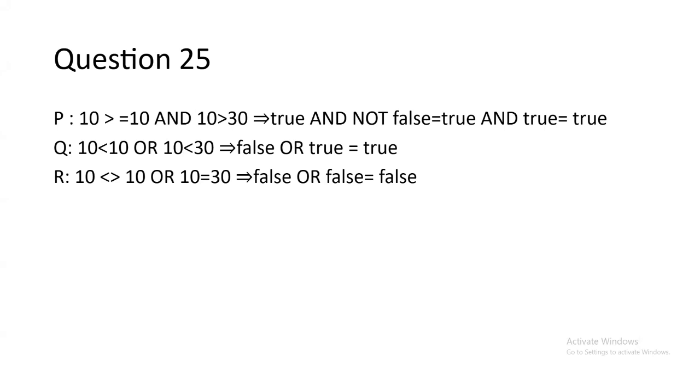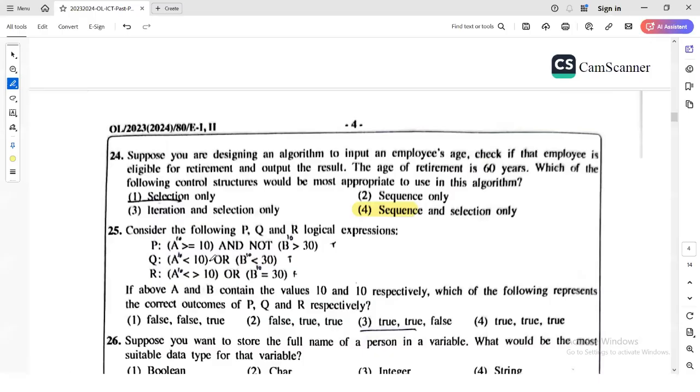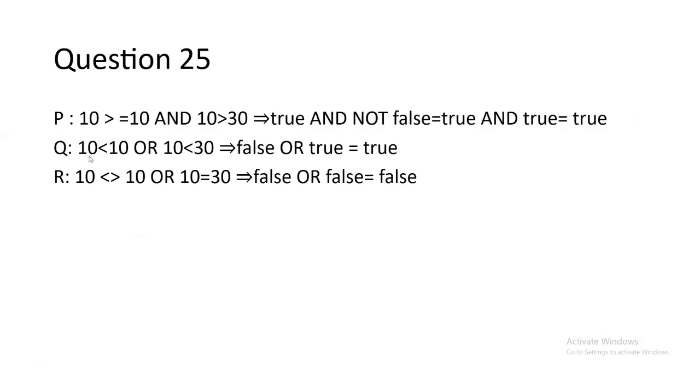Next one, let me show the question, then it's more clear. A is less than 10 or B is less than 30. So 10 is less than 10, so that is false. Or 10 is less than 30. Yeah, that is true. So this will be true. Then the next one.